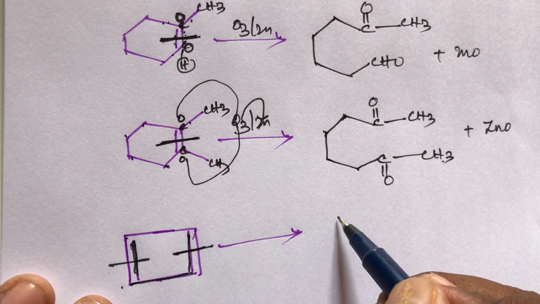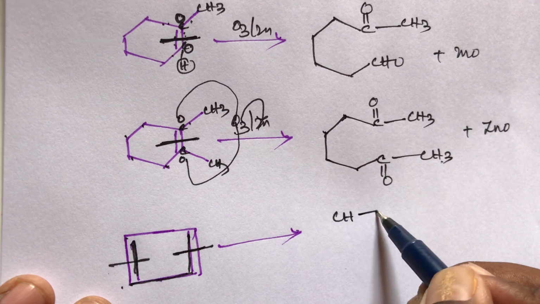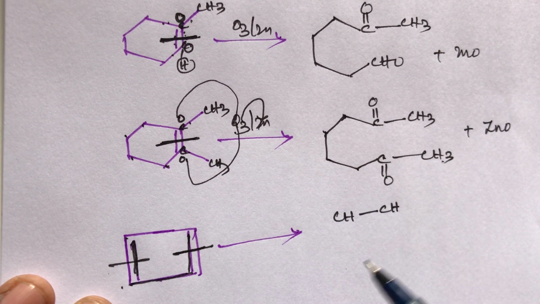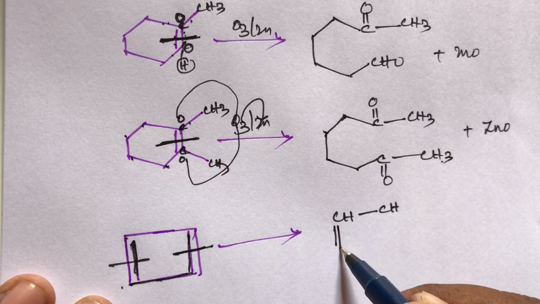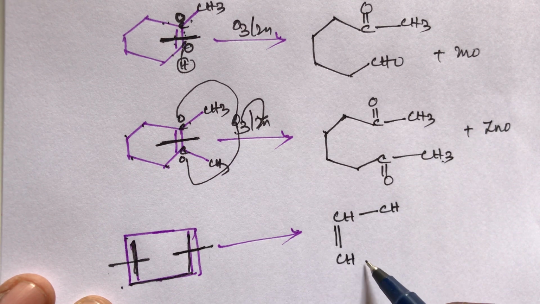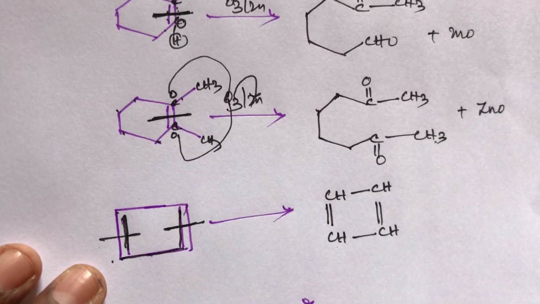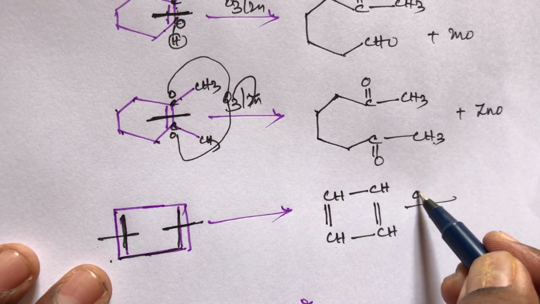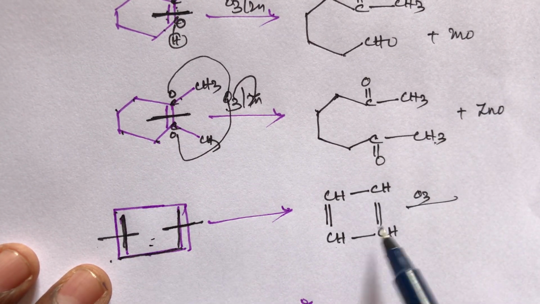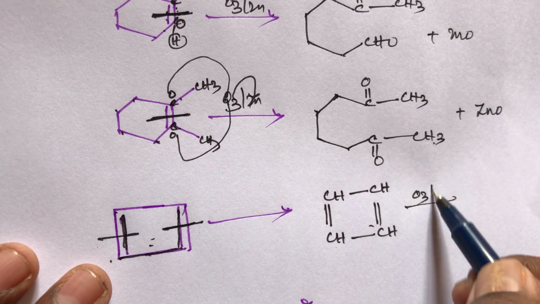Simple, I am writing here the skeleton structure: CH single bond CH, with a double bond here, CH single bond CH, here also a double bond. This is the skeleton structure. So now what to do, students, that is ozone. This is similar to this structure. This is the skeleton structure. Both are the same only.